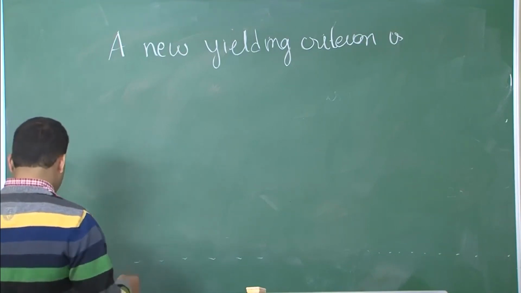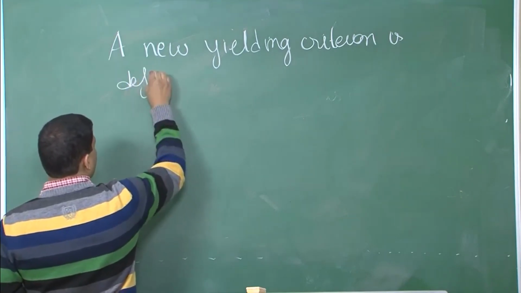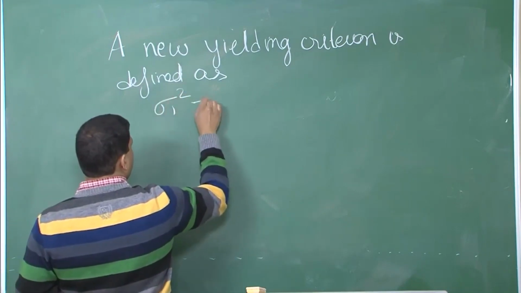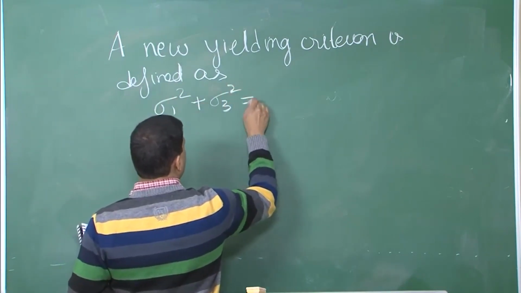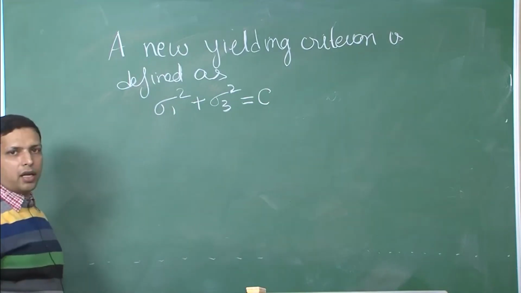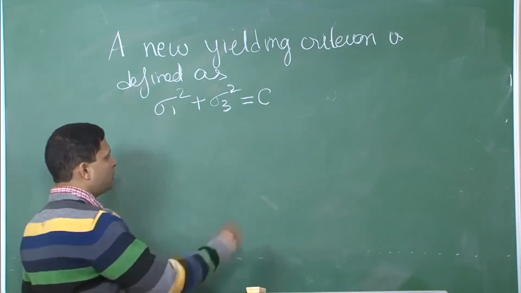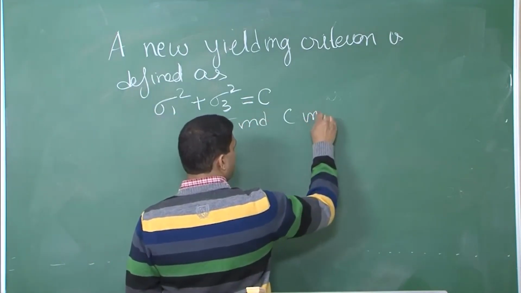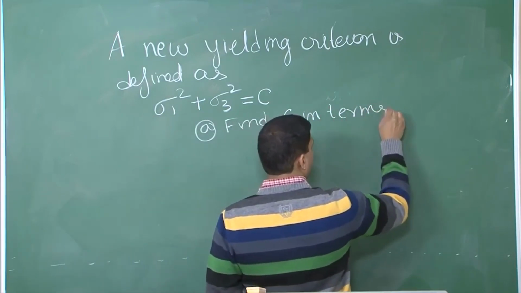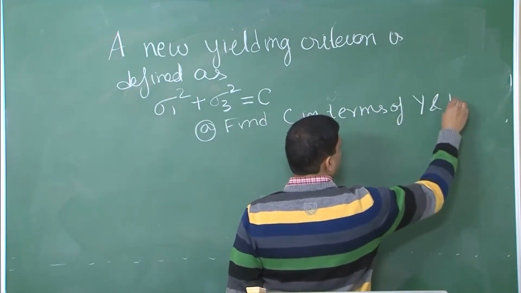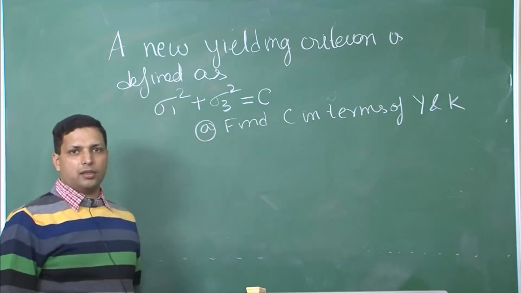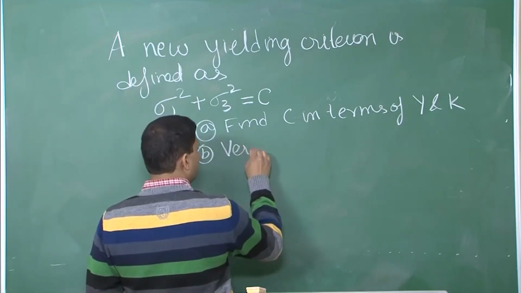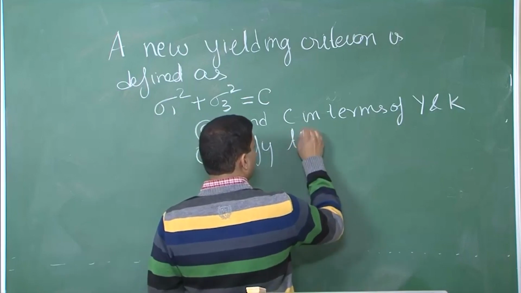So, a new yielding criterion is defined as sigma 1 square plus sigma 3 square equal to C. This is the yielding criterion that I am defining for you. Now, what you have to do is first find C in terms of y and k, where y is the yield strength and k is the shear strength. Second, verify the validity of the criterion.